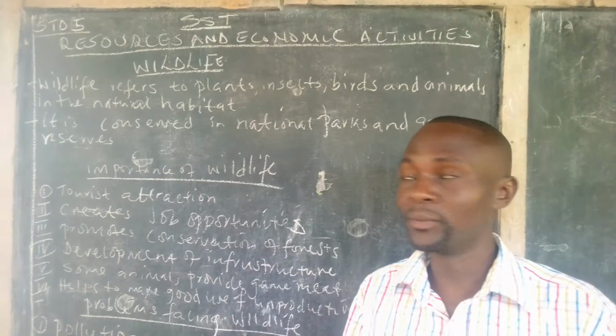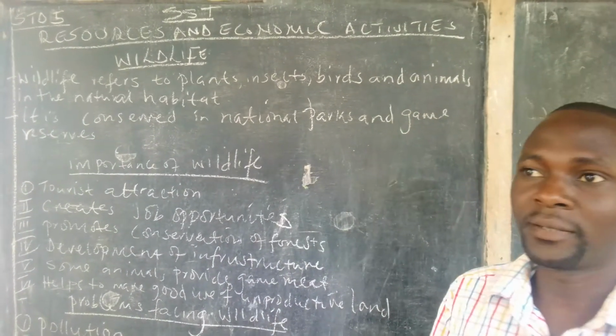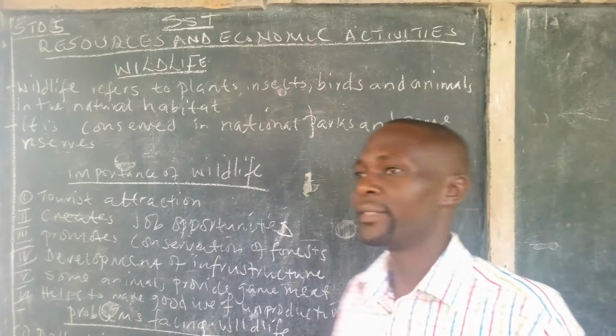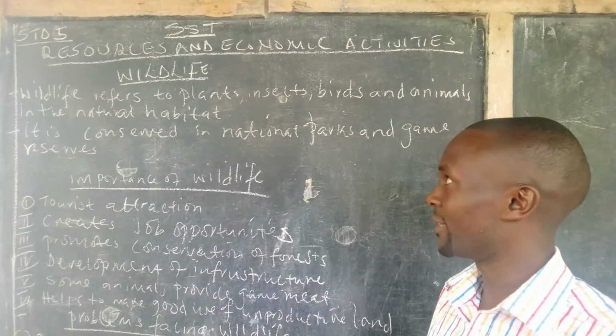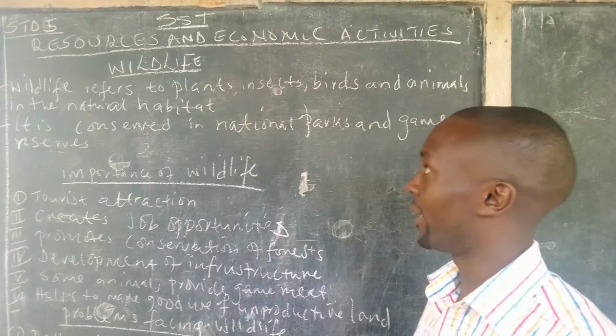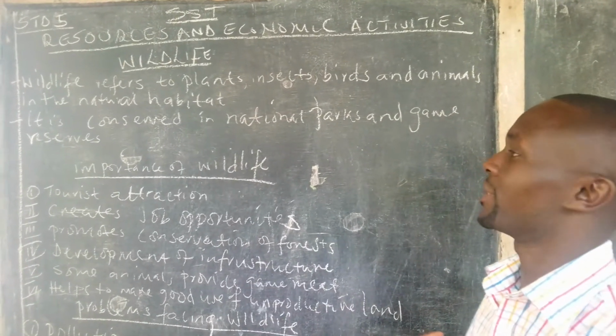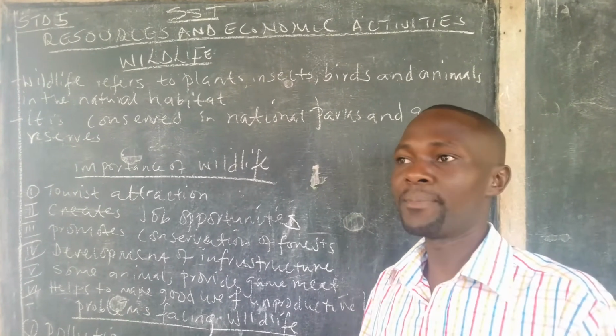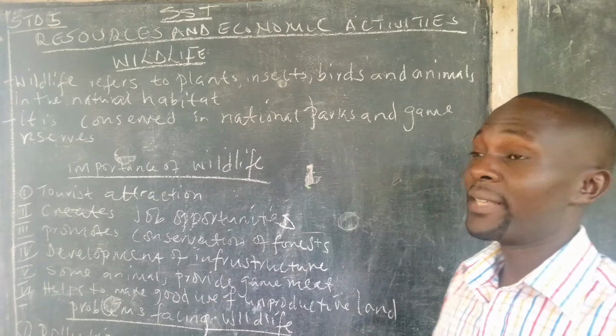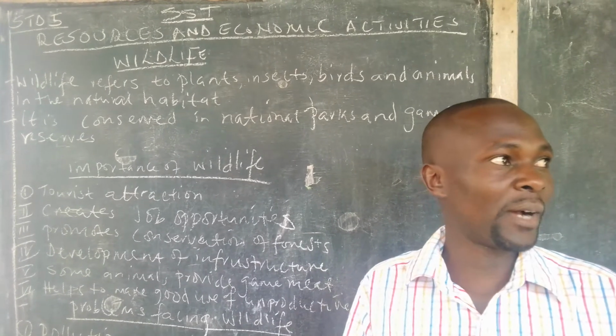So we should start this lesson today, and our topic is resources and economic activities, and the subtopic is wildlife. We start by asking ourselves, what is wildlife? Wildlife refers to plants, insects, birds, and animals in their natural habitats. So when these animals, plants, insects, or birds are in their natural habitats, that is what we are calling wildlife.